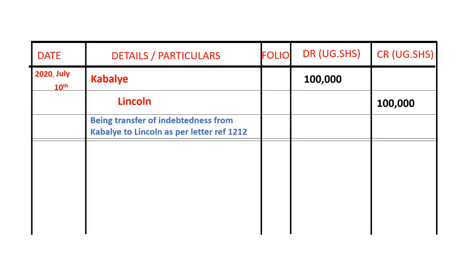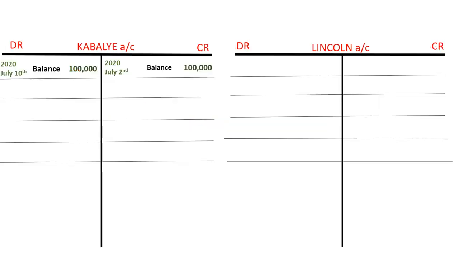Then after doing so, we shall come and do exactly that in the Lincoln account. We'll go ahead and debit and credit the Lincoln account by 100,000.